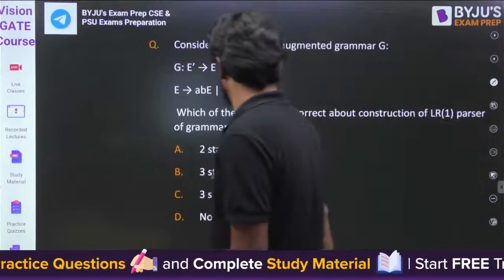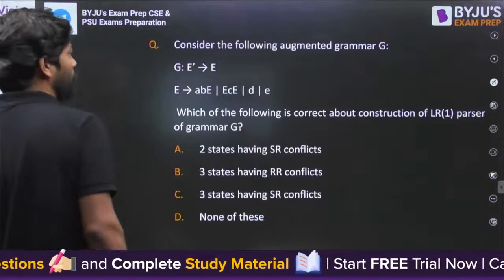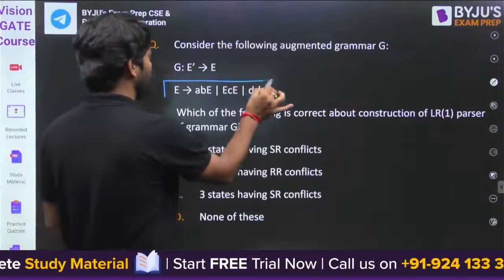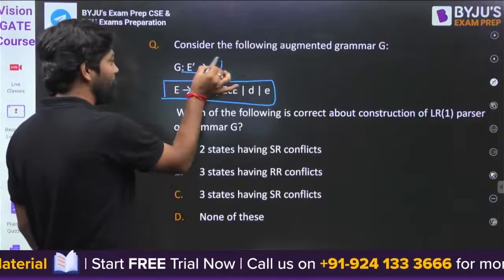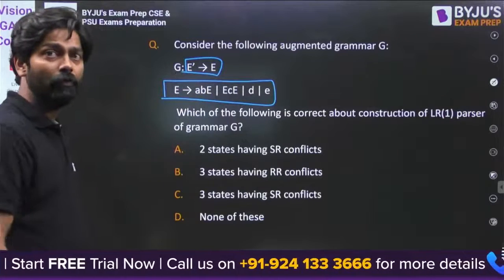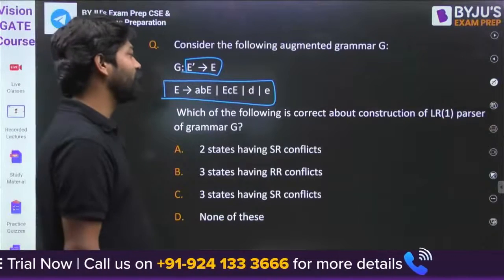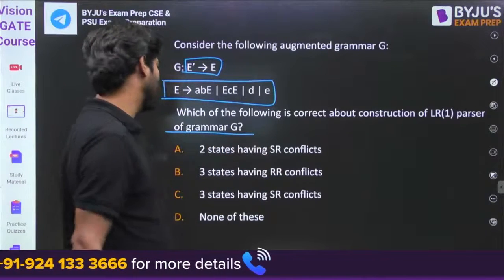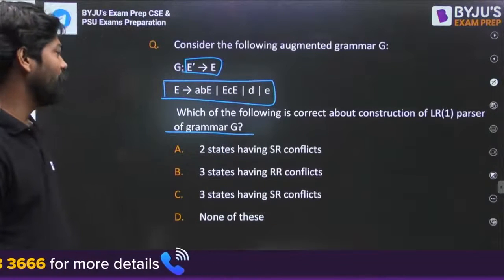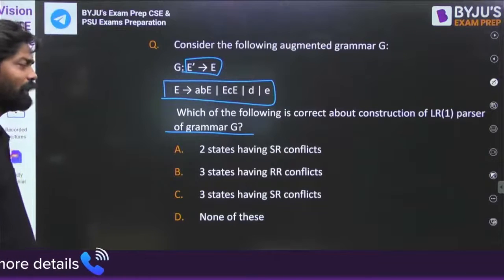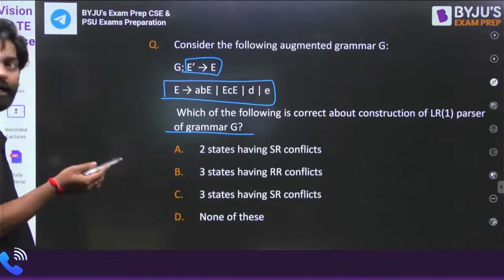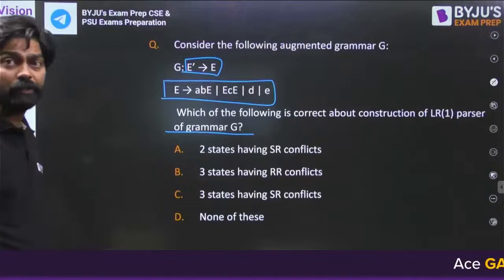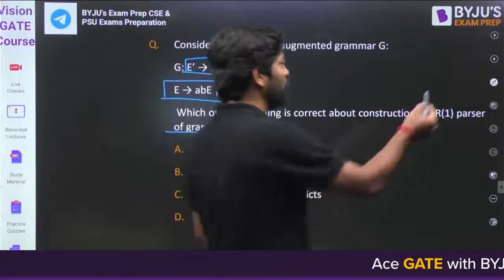Now, see this one. They have given the grammar, even though they will give this grammar actually. You need to add this augmented grammar. And they will ask which of the following is correct about construction of the LR1 parser of grammar G. So they are asking whether 2 states have SR conflict, 3 states have RR conflict, 3 states having SR conflict, or none of these. So my dear friend, let me just give the solution for this one.